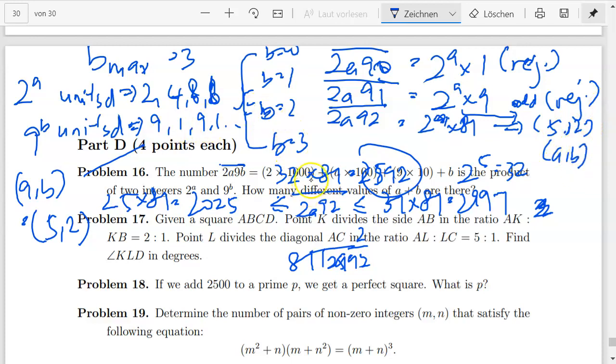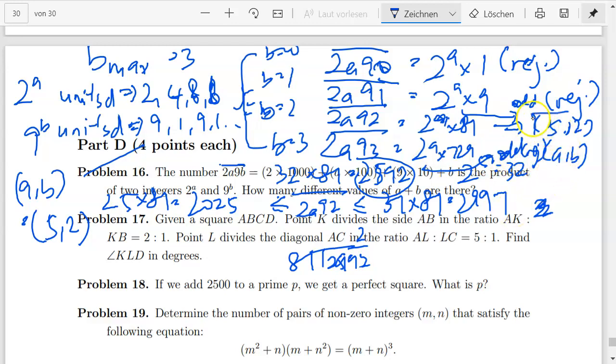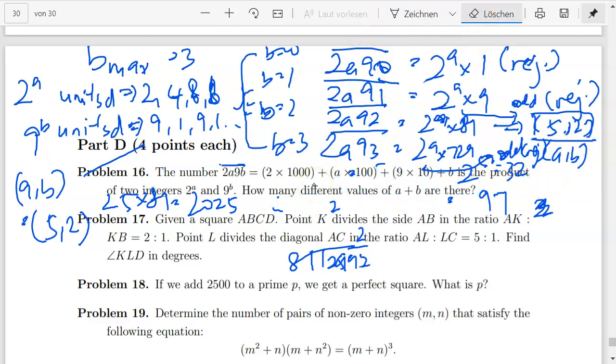Okay, so if our b here is equal to 3, so 2a93, this one will mean that 2 to the power of a times 729 is 2000 plus. But this also means that 2 to the power of a is odd, so again rejected. Okay, so we cannot have this. So the only possible value is a being 5 and b being 2. And then how many different values of a plus b are there? Because we only have 5 and 2, there's only 1 as our answer.